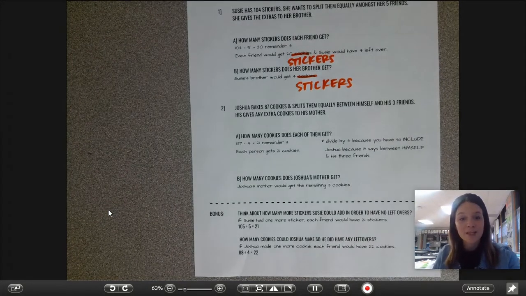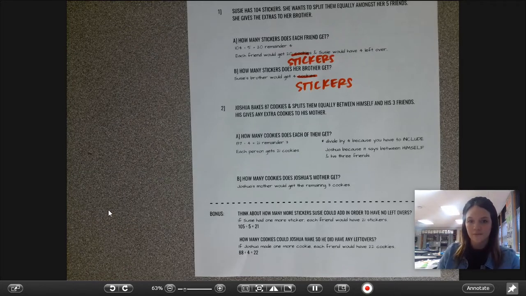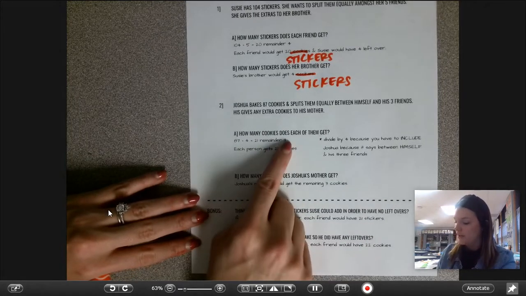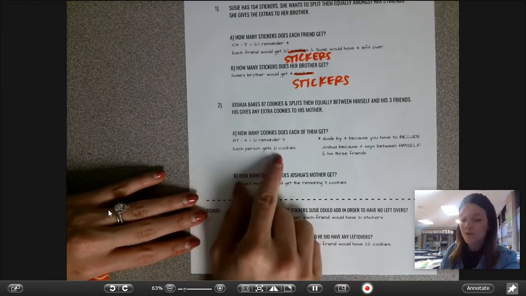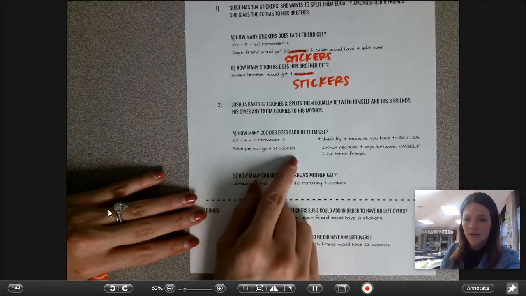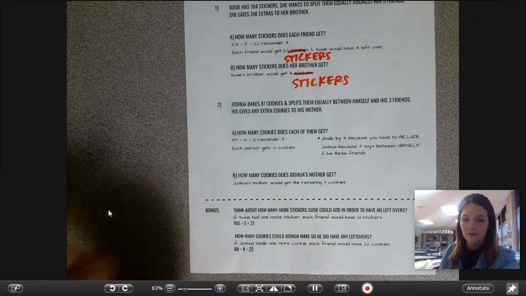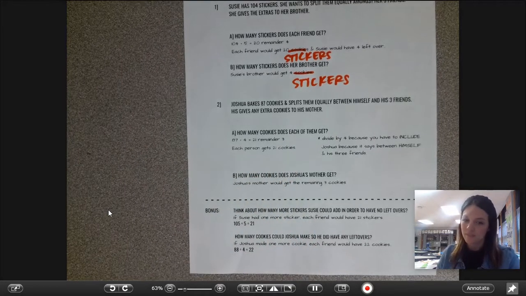Okay, so each friend would get 20 stickers, and Susie's going to have 4 stickers left over, which means her brother gets 4 stickers. Josh has 87 cookies and splits them between himself and his 3 friends, which would be 4 instead of 3. So if I do 87 divided by 4, I would get 21 and a leftover of 3. So every person would get 21 cookies, and I'd have 3 cookies left over. And the 3 cookies would go to Josh's mom.